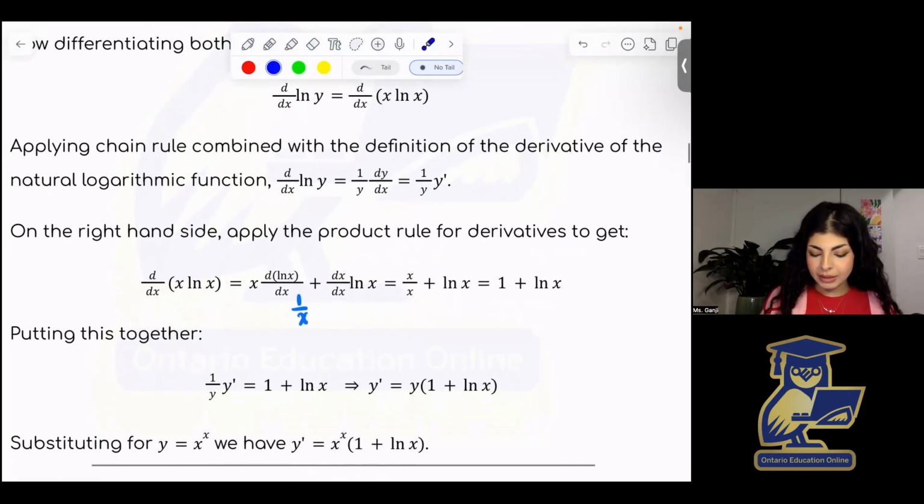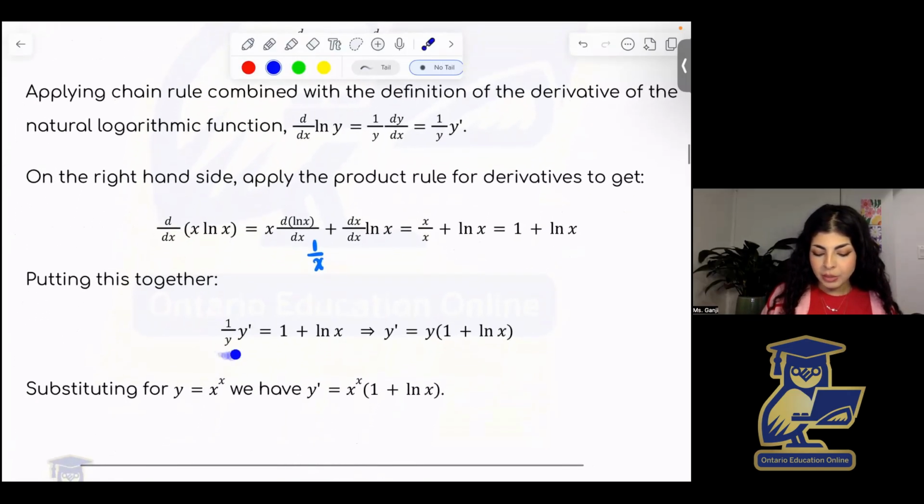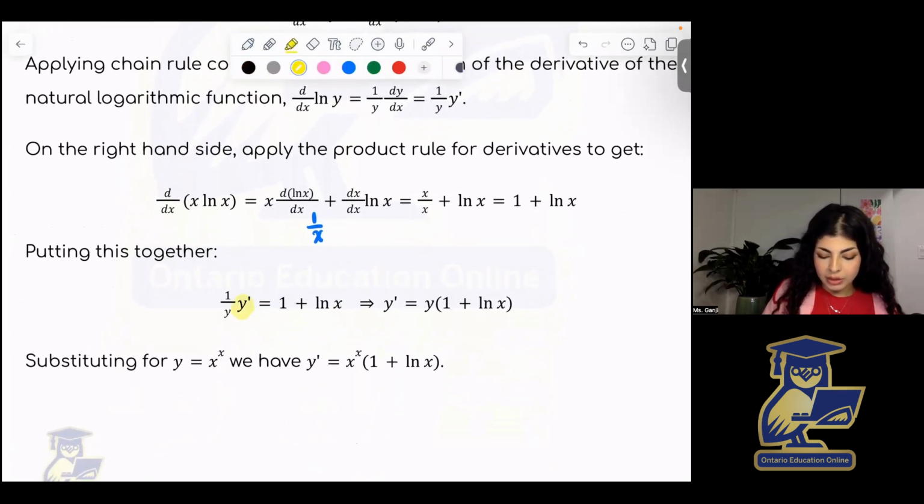Now, putting the left-hand side and right-hand side together, this was my left-hand side, and then this is that right-hand side. And I actually just want this derivative here. So I'm going to multiply by y here and just keep my 1 plus natural log of x.